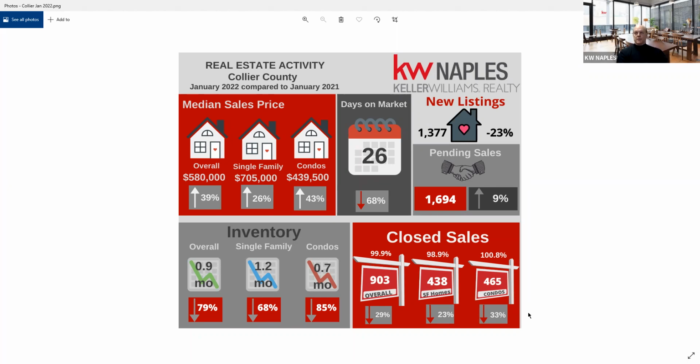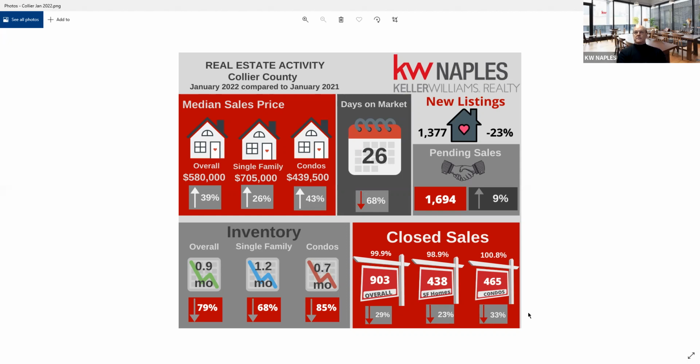And look at the list price to selling price ratio, average ratio, condos 100.1, overall 99.9. So we're seeing the majority of our sales at or very near or above the list price. And as Mark said, you've got to caution the seller a little bit and say, not all neighborhoods do this. These are overall stats for Collier County for the entire month. So you have to understand that we're still very much a neighborhood specific market.